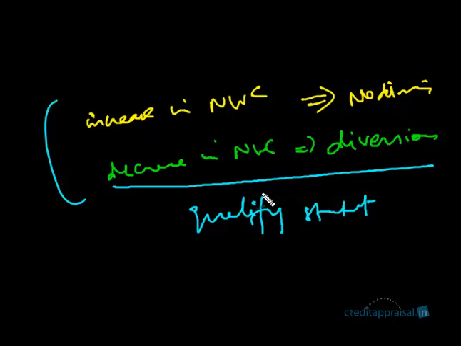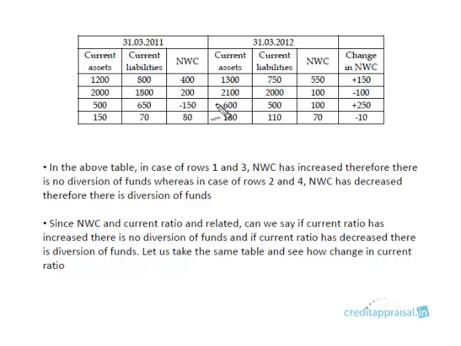Okay. So let us take a couple of examples. There are four scenarios here, with 2 years, last year and this year. In scenario 1, the current assets was 1200 last year, current liability is 800, so NWC is 400. This year, the NWC was 550, 1300 minus 750. So NWC has increased. Similarly, in scenario 3, NWC has increased. In the remaining two scenarios, NWC has decreased.